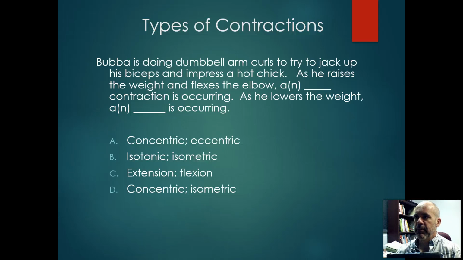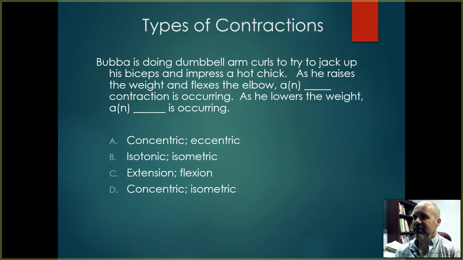All right, another question here. Bubba is doing dumbbell arm curls to try to jack up his biceps and impress a hot chick. As he raises the weight and flexes his elbow, a blank contraction is occurring. As he lowers the weight, a blank is occurring. All right, so we learned about some different kinds of muscle contractions. If you're just thinking about it in basic terms, when a muscle contracts, we're thinking about the muscle shortening.